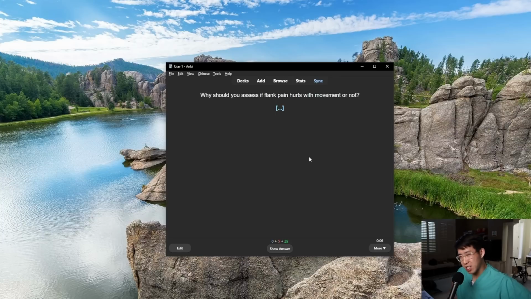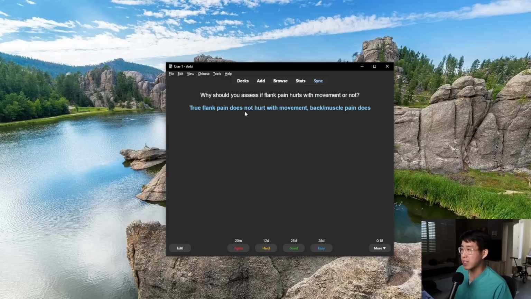Why should you assess if flank pain hurts with movement or not? So if somebody has CVA tenderness, if it does not hurt with movement, it's going to be more likely to be from the kidney. Whereas if it does hurt with the patient moving around and such, that's going to be more musculoskeletal. So true flank pain does not hurt with movement. Back and muscle pain does hurt with movement.